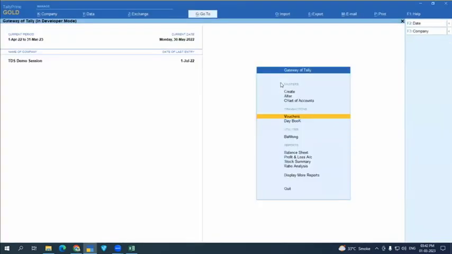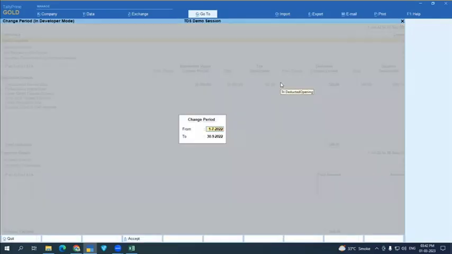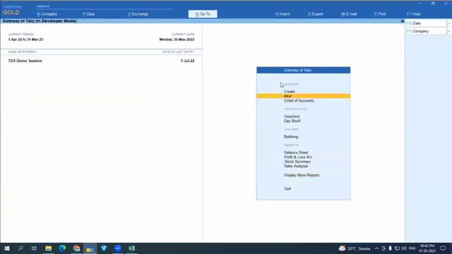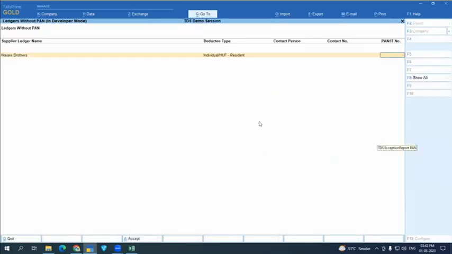Okay, so I am taking the higher rate here. See in 26Q, 1st April to 30 June, here higher rate and lower rate, I am taking these also. So one party we have created is without PAN. How do we see which party is without PAN? Display, TDS report, and here Ledgers without PAN is the menu. See, enter, and see which party is there.